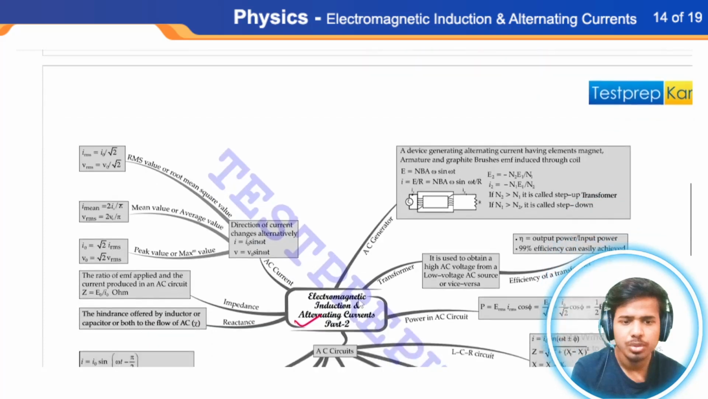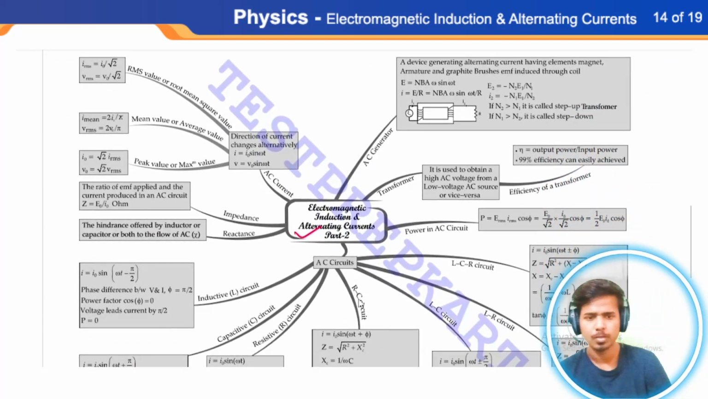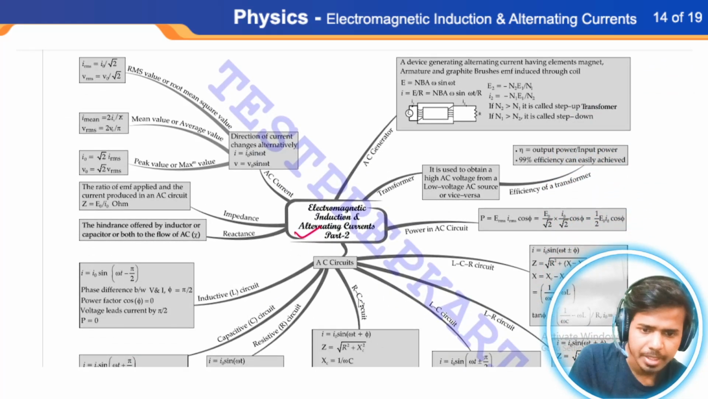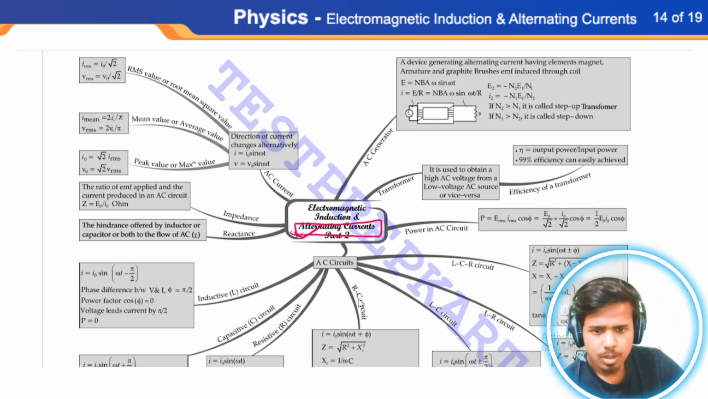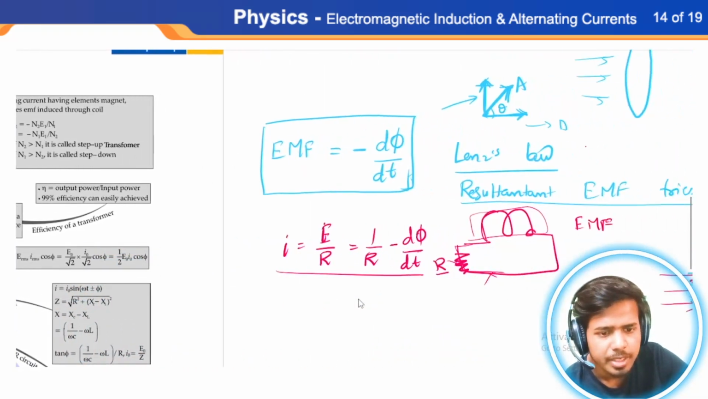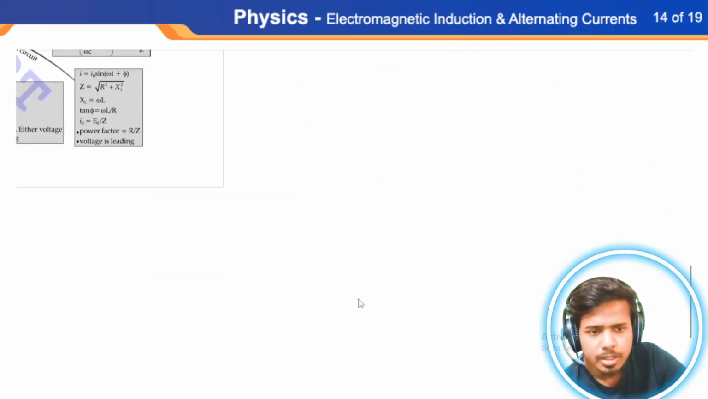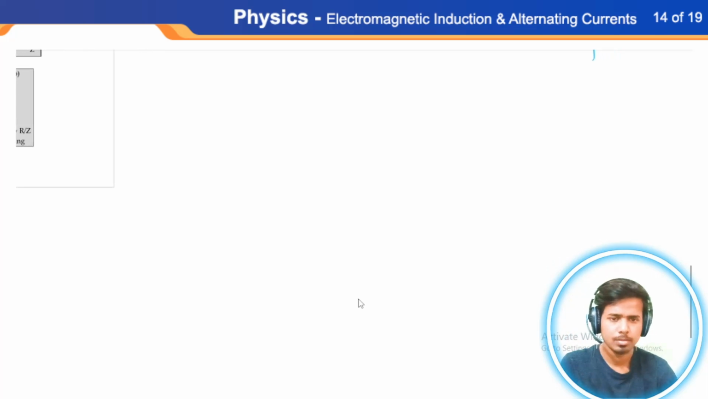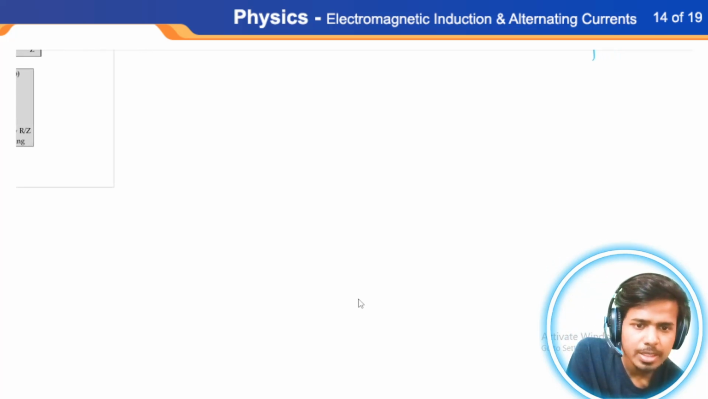And coming to the next one, alternating current. Now, alternating current. First of all, before alternating current, I will give you certain circuits. What are the components that will be in there?